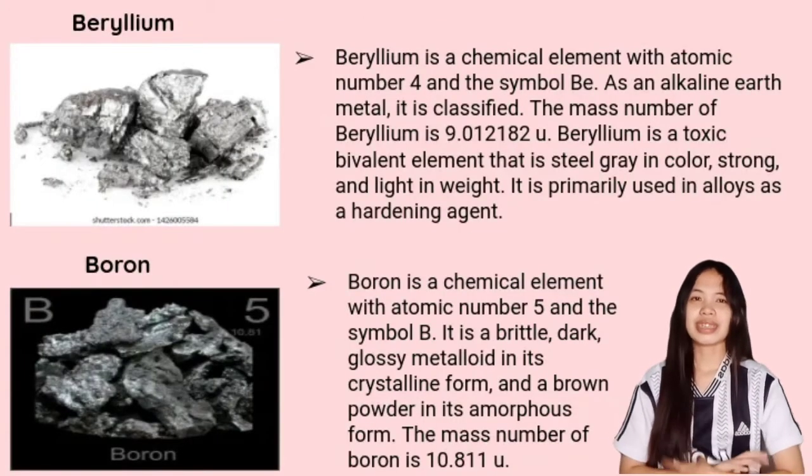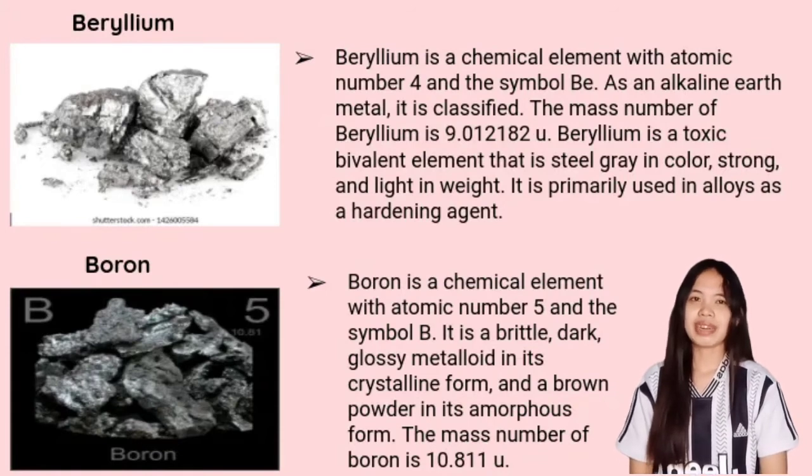Beryllium. Beryllium is a chemical element with an atomic number 4 and a symbol Be. As an alkaline earth metal, it is classified. The mass number of beryllium is 9.012182 U. Beryllium is a toxic bivalent element that is steel gray in color, strong, and light in weight. It is primarily used in alloys as a hardening agent.